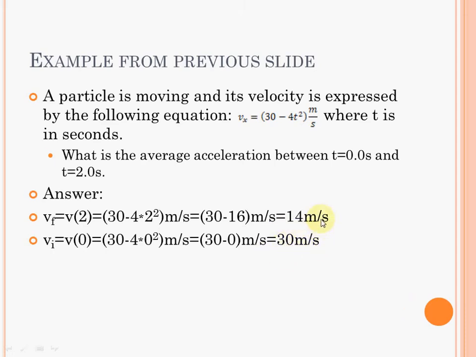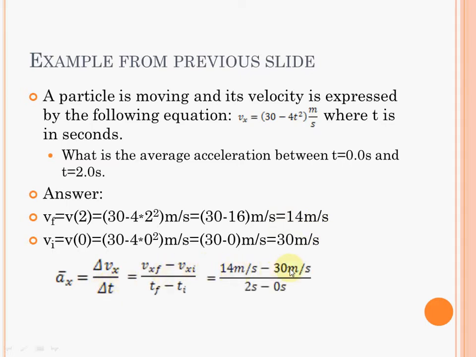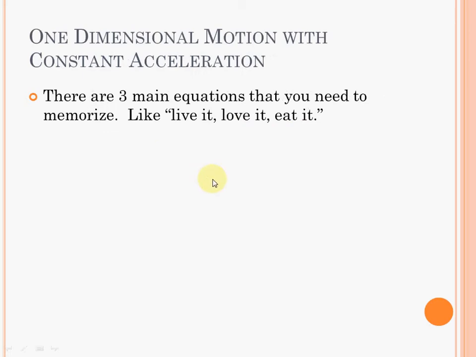So when we plug that in, we get 14 minus 30 divided by 2 minus 0, because that was the time difference, and that gives us a value of negative 8 meters per second squared. Notice how we have meters per second squared. The units could have been miles per hour squared, which would have been totally possible too, but for SI units we're talking about meters per second squared, just like for velocity, SI units are meters per second.